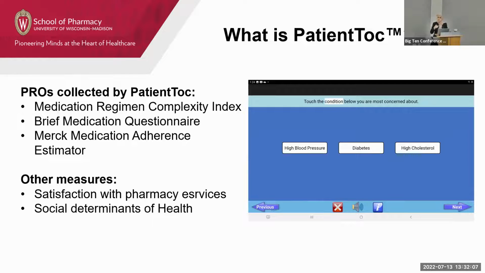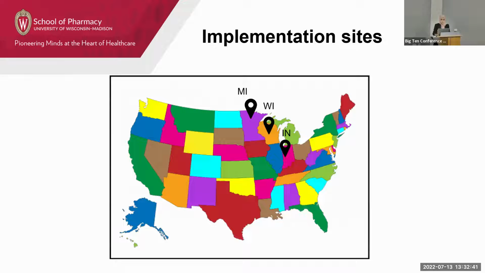Here, you can see the list of PROs that is collected by Patient Talk. We have the medication regimen complexity index, a brief medication questionnaire for adherence, and the Merck estimator for adherence. Also, it collects satisfaction with the pharmacy services and pharmacists in general. It also has measures for the social determinants of health. It's targeted for patients who have hypertension, diabetes, and high cholesterol. It can be used by patients or their caregivers. So this is a little bit complex about this app.